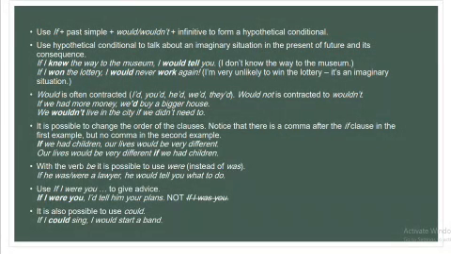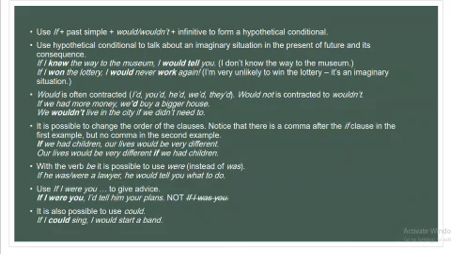We use if plus past simple plus would or wouldn't plus infinitive to form a hypothetical conditional. It is the base. It is the formula for making hypothetical conditional sentences. We use a hypothetical conditional to talk about an imaginary situation in the present or future and its consequences.